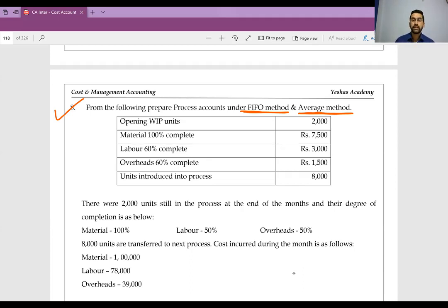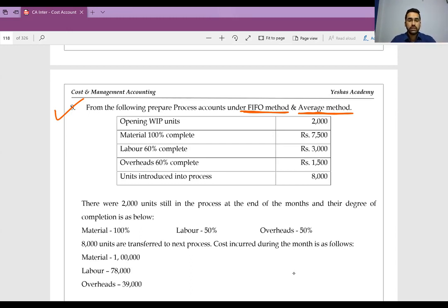In exam, they will not ask you to do both. They will ask you either FIFO or average cost. But in classroom, we are anyway learning. We will work out the entire answer under FIFO method first, and then we'll work out under average method. So in examination, this question number 8 can come as two different questions. So you may find this answer very big because I'm first doing everything. Remember, process account, step 1, step 2, step 3, everything will change under FIFO and average cost.